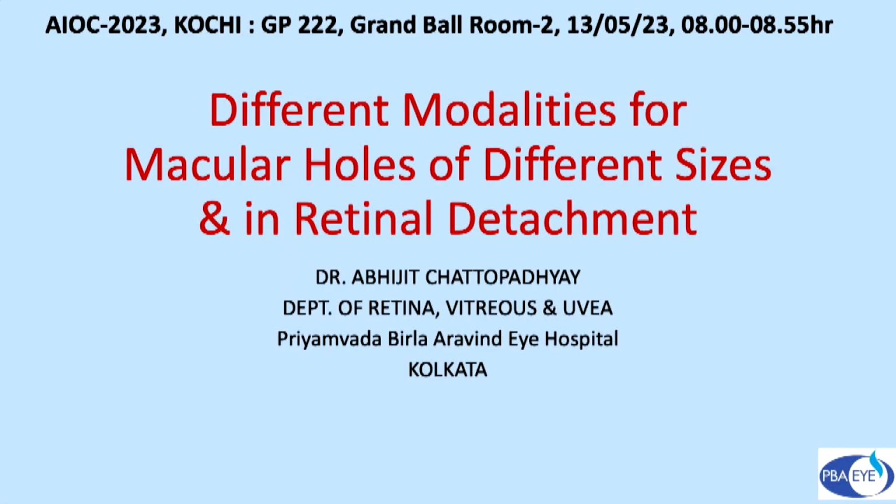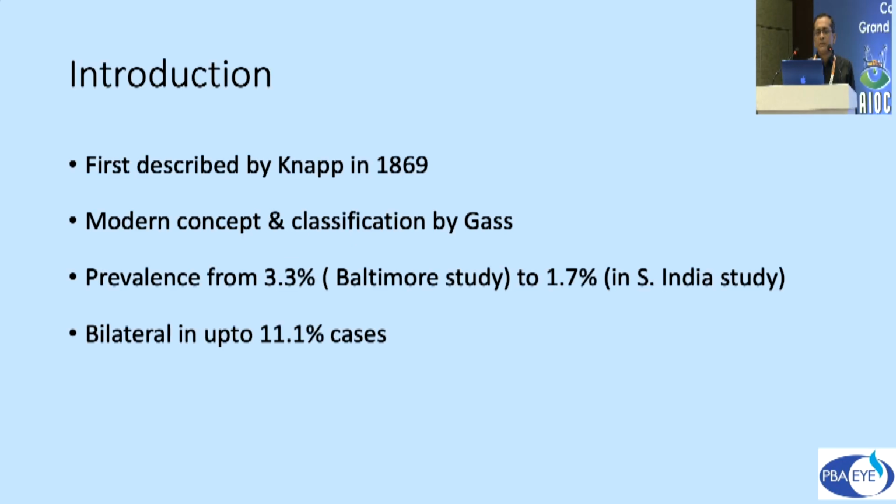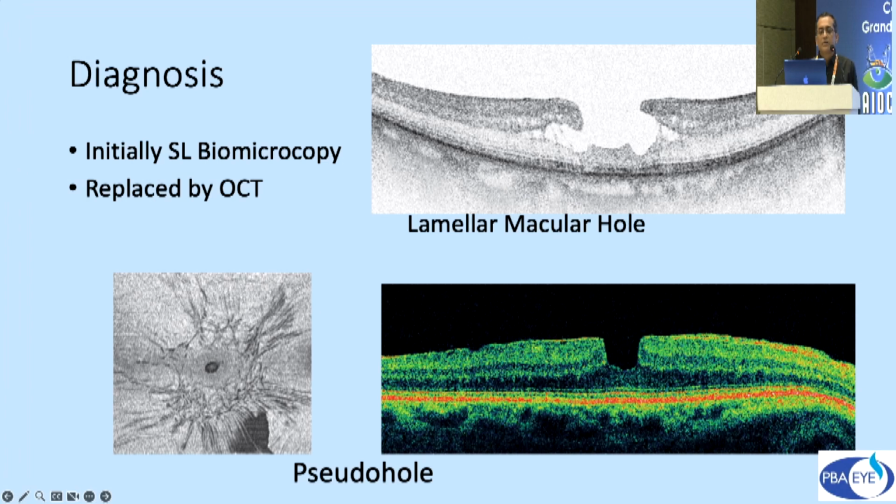Thank you. So we go to our next topic, different modalities for macular holes of different sizes and in retinal detachment. The history was first described by Knapp in 1869, and the modern concept and classification we follow mostly by Gass. The prevalence varies from 3.3% outside to 1.7% in India, and bilateral cases can happen in 11.1% of these cases. Diagnosis we do clinically by slit lamp biomicroscopy, and now mostly OCT to corroborate.